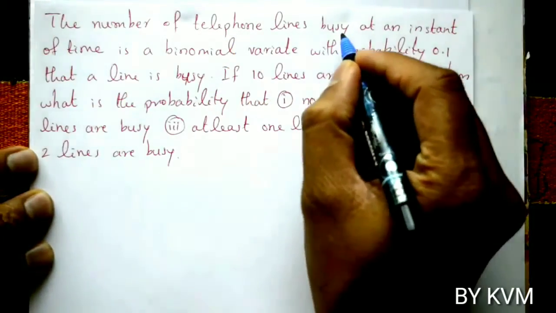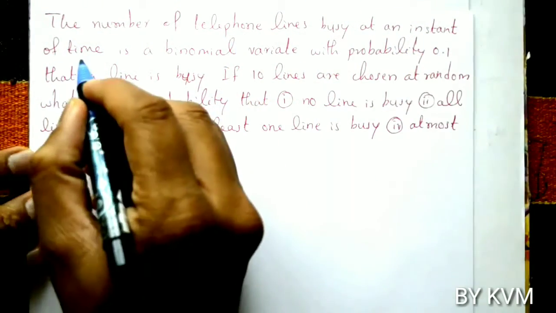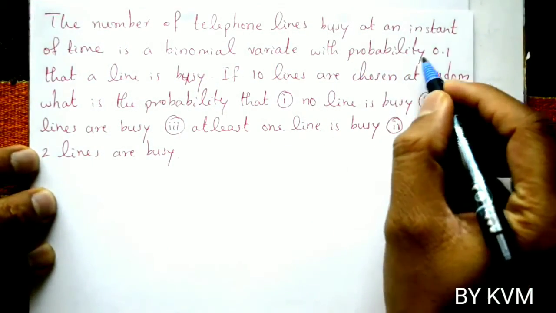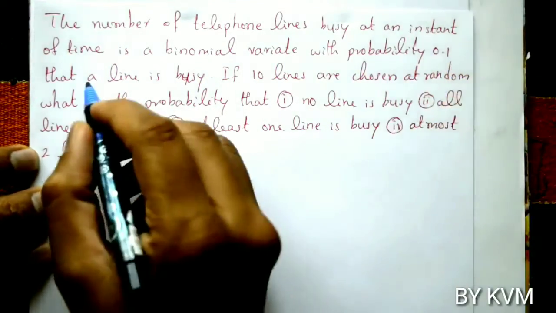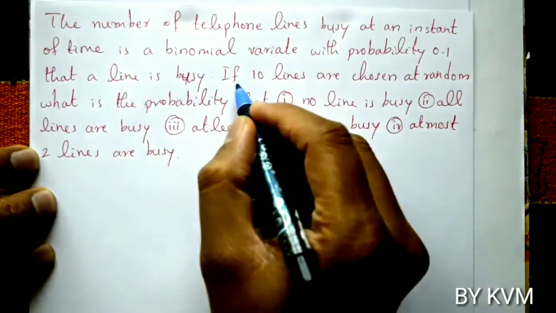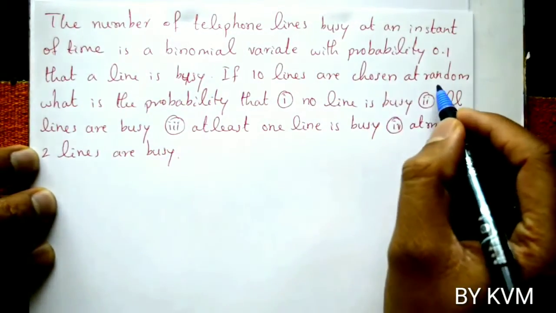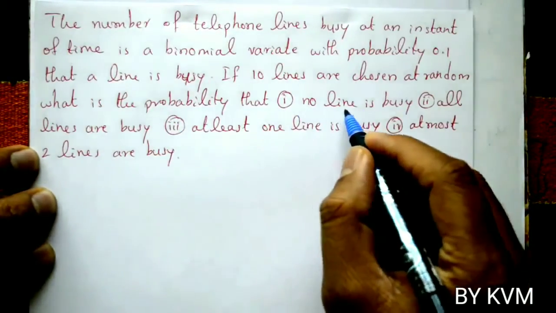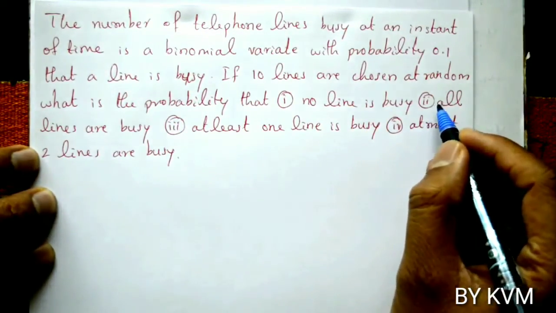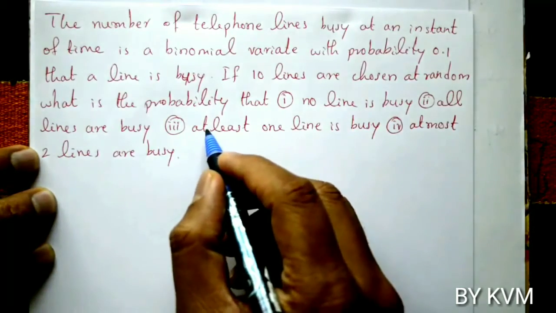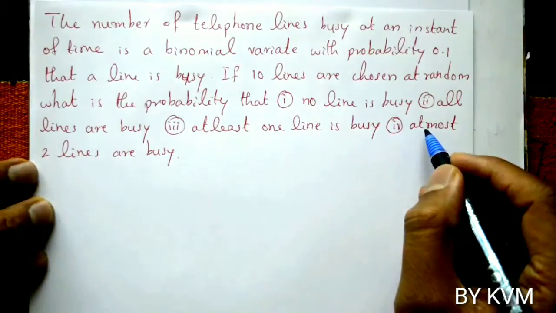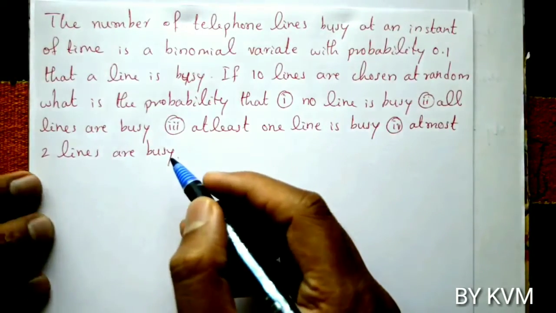The number of telephone lines busy at an instant of time is a binomial variate with the probability 0.1 that a line is busy. If 10 lines are chosen at random, what is the probability that, first point, no line is busy; second case, all lines are busy; third case, at least one line is busy; fourth case, at most two lines are busy.